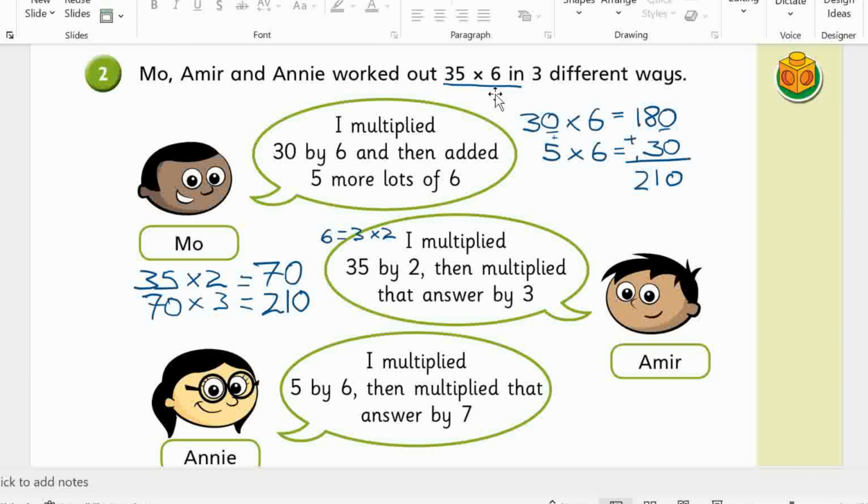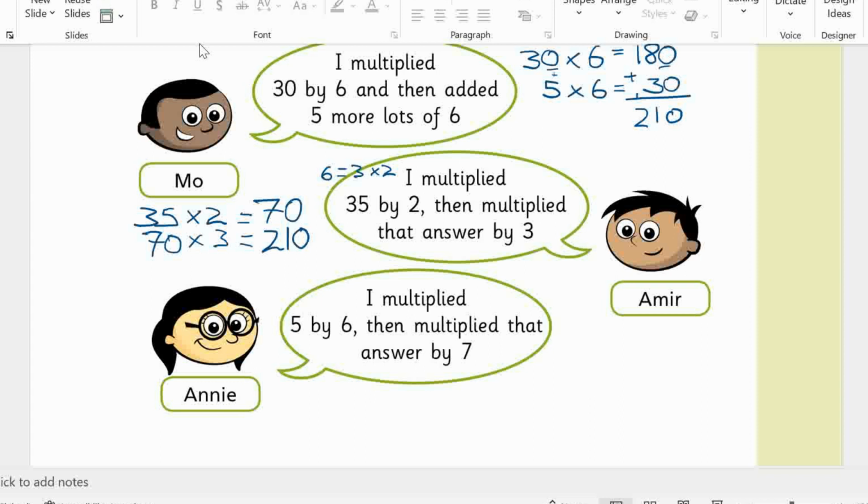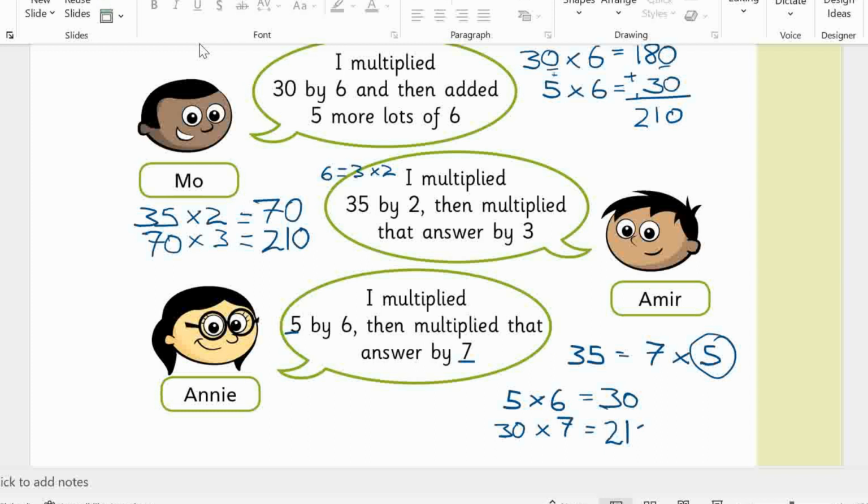Well, I suppose she's looked at it like this. So 35 is the same as 7 times 5. So first she's going to times the 5 times 6. What does that give you? 30. And then she times 30 by 7. What's 7 times 3? 21. 21, good. And then of course because of the 0. So yeah, different ways of working out the same question.